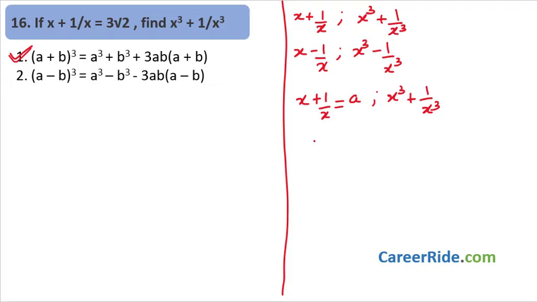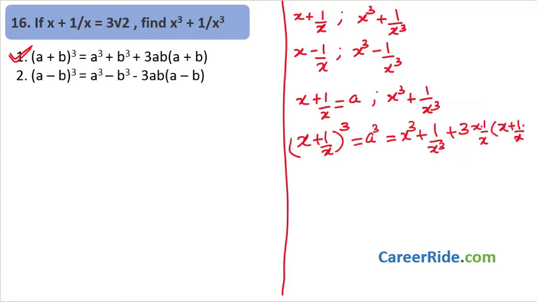Okay. So in this case, what is going to happen is x plus 1 upon x, the whole cube. This is equal to a cube. I'll expand it. It will become x cube plus 1 upon x cube plus 3 into x into 1 upon x, into a plus b, that is x plus 1 upon x, right? So this gets cancelled. It gives me a 1, and it becomes x cube plus 1 upon x cube plus 3 into x plus 1 upon x.